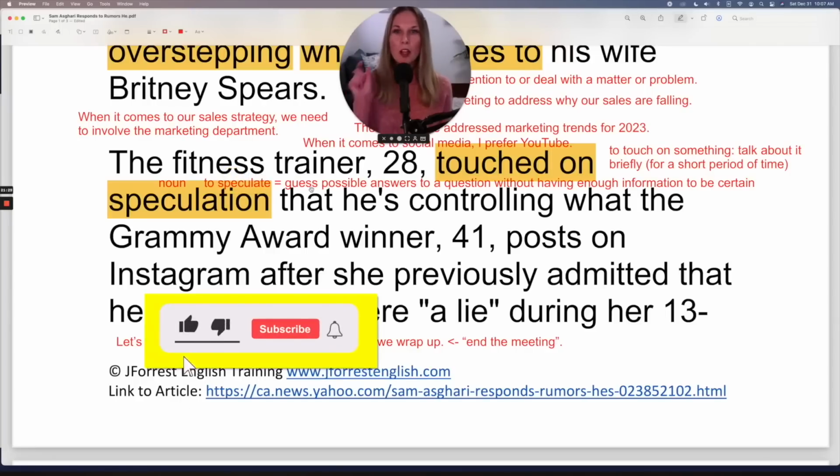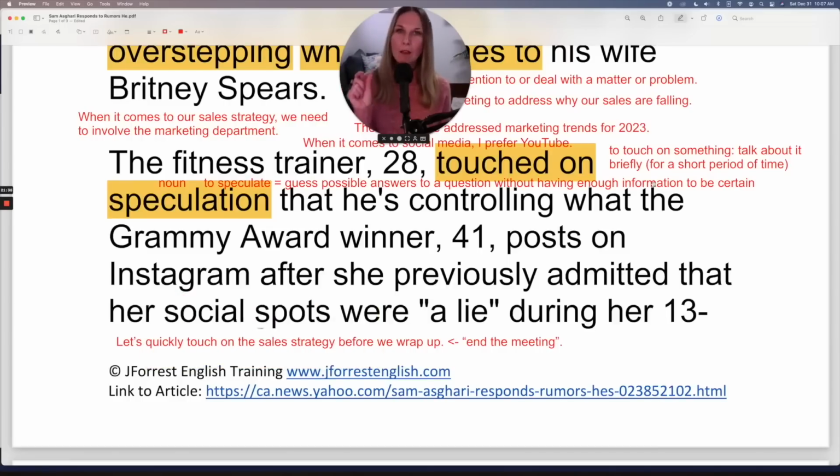When you speculate, you guess possible answers to a question, but you don't actually have all the information to be certain. So let's say that there's a problem at work and I have some information. I might say, if I had to speculate, I'd say that, and then I would guess the cause of the problem. So when we use to speculate, if I had to speculate, we're letting the person know this is just what I think happened, but I'm not 100% sure.